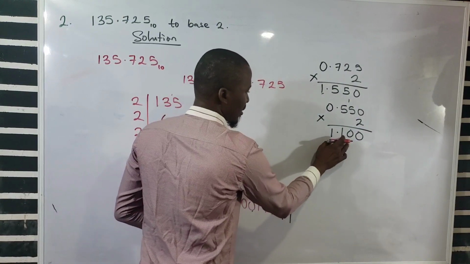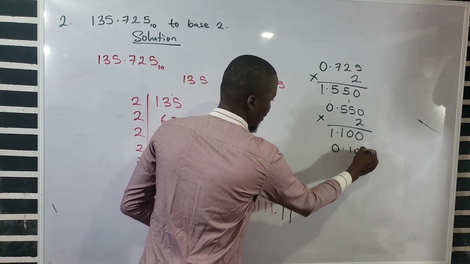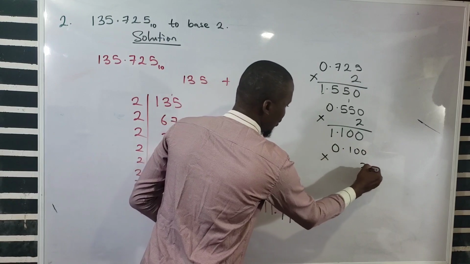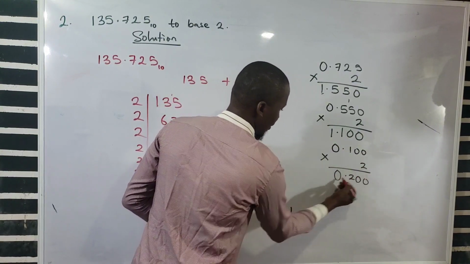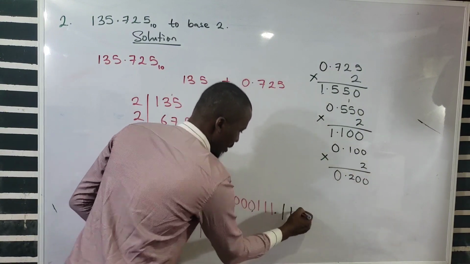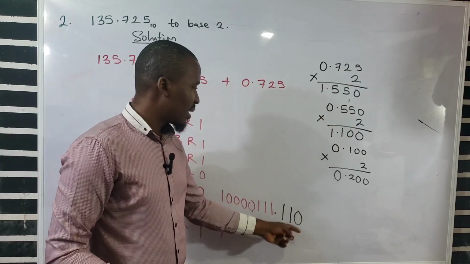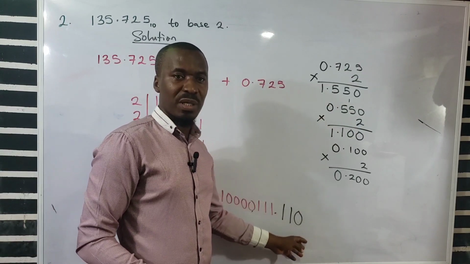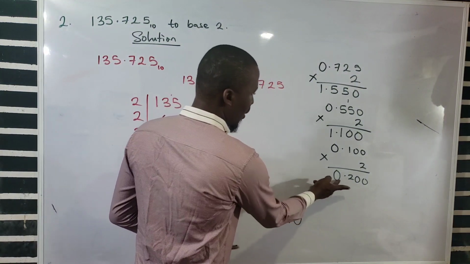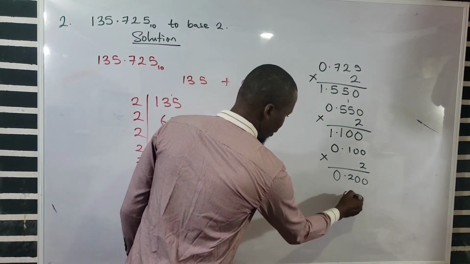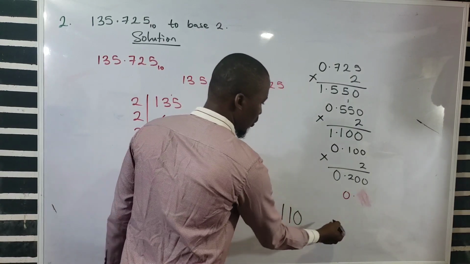So I take my 1. So I have 1 here. So I have 0.100. When you multiply this one by 2, you are going to have 0.200. So you pick your 0 also. You can see that if we have 1, we can also pick it. If we have 0, we can also pick it. So you have 0.2, which you can also pick.